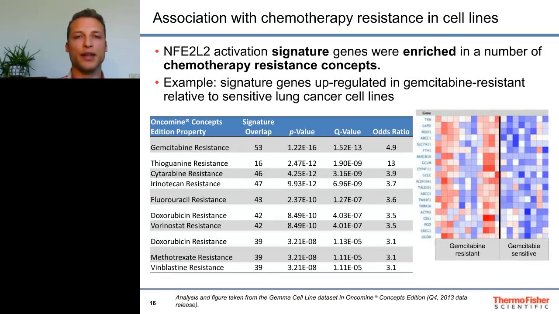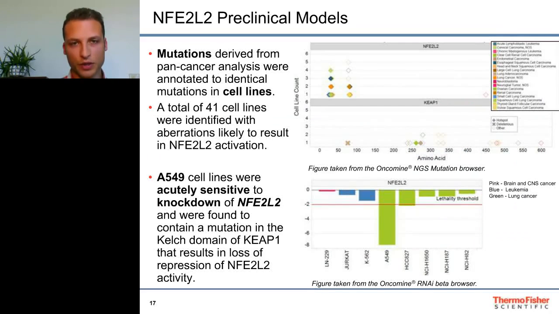Conversely, if you look at the activation signature of NFE2L2, this is a snapshot from our Oncomine Concepts Edition tool, which summarizes the expression data. If you look at the enrichment of the genes in the NFE2L2 activation signature, you can actually see enrichment for cell lines with chemotherapy resistance. So this shows in the model system view how chemotherapy resistance is evidence of these mutations. So that data helps us characterize a potentially novel therapeutic target.